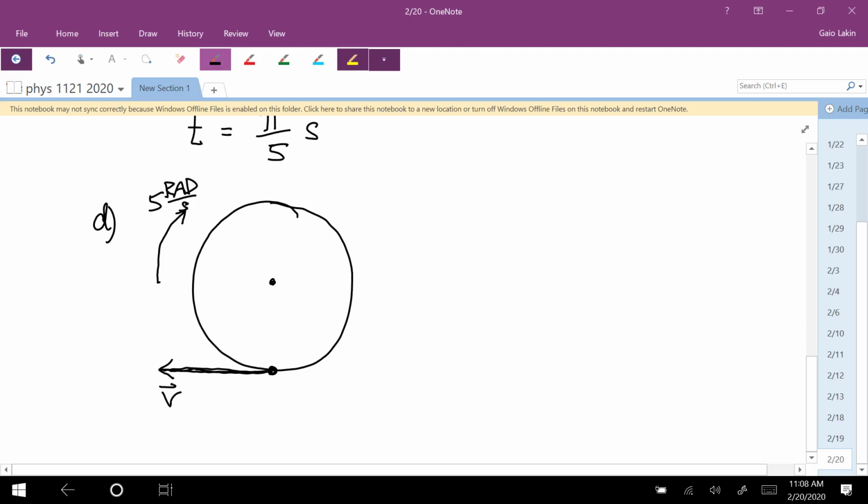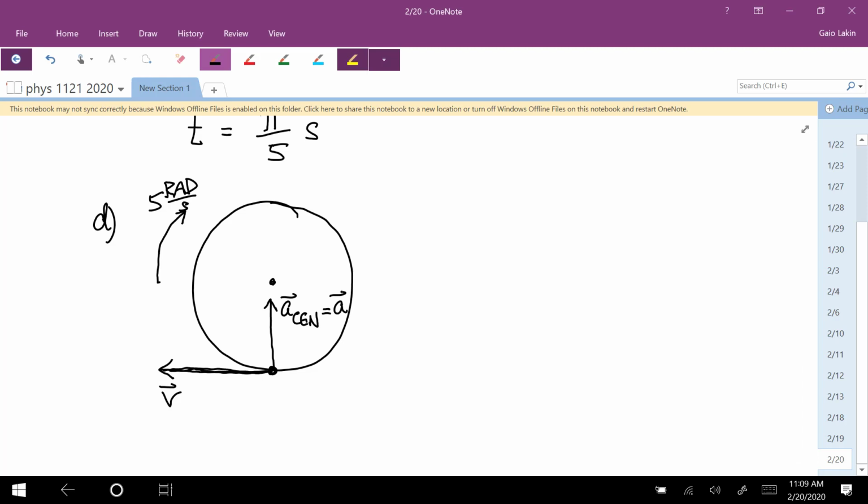What about the tangential acceleration? There is none, because it's not changing speed. The rotation isn't changing speed. The centripetal acceleration is always right toward the center. So the centripetal acceleration is that way, and that's also the total acceleration.